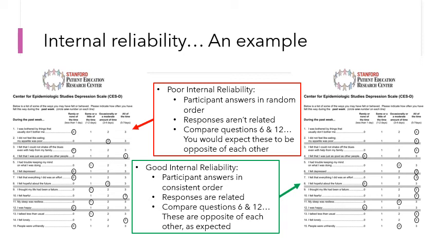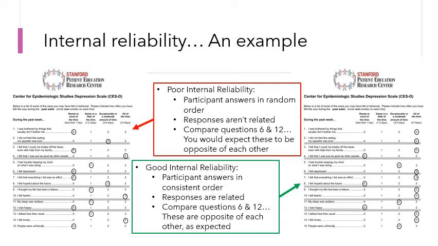You see these questions that are all related to depression. So it says, I was bothered by things that usually don't bother me. I did not feel like eating, my appetite was poor. I had trouble keeping my mind on what I was doing, or even I felt depressed. All those items, if someone was depressed or not depressed, would be answered in a similar fashion.